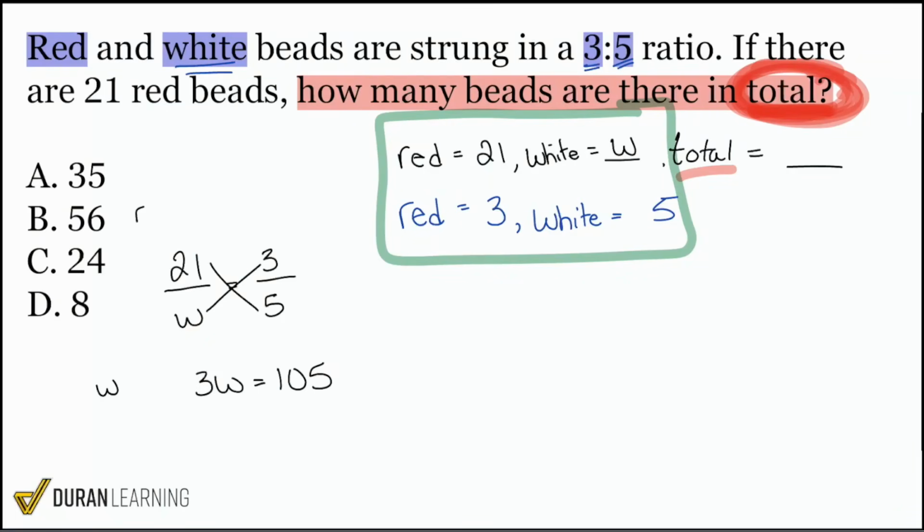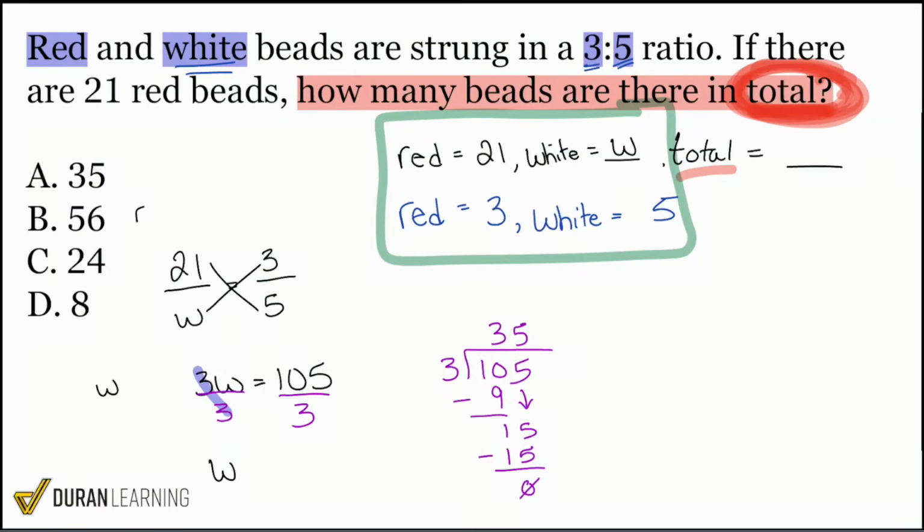Now we'll divide both sides by 3. Should be light work. So here we go. 3 into 105. 3 goes into 10 3 times. 3 times 3 is 9. Then we drop that 5. And then we have 3 goes into 15 5 times. And that'll be a clean division, no remainder. Excellent. Once we do this, we will cancel out the 3, and we're left with W equals 35.